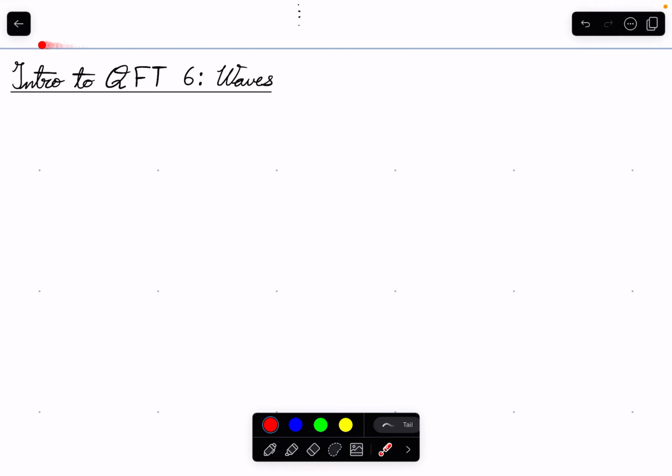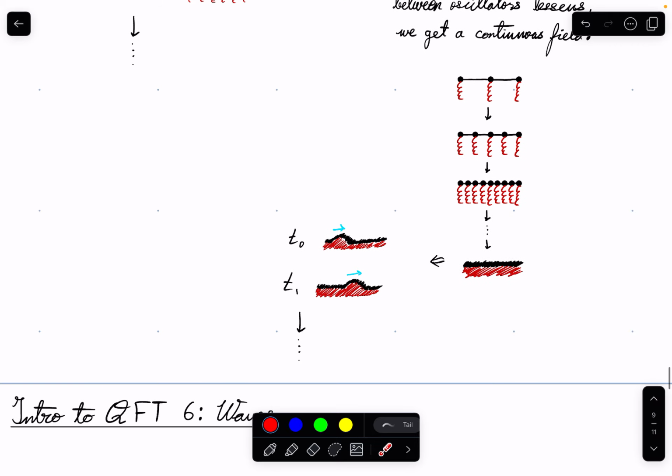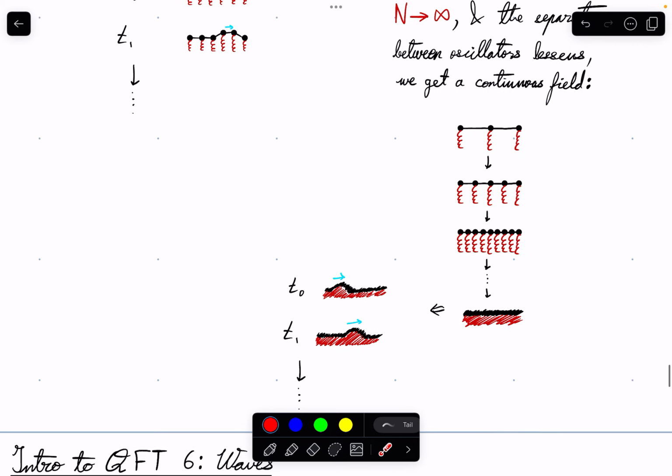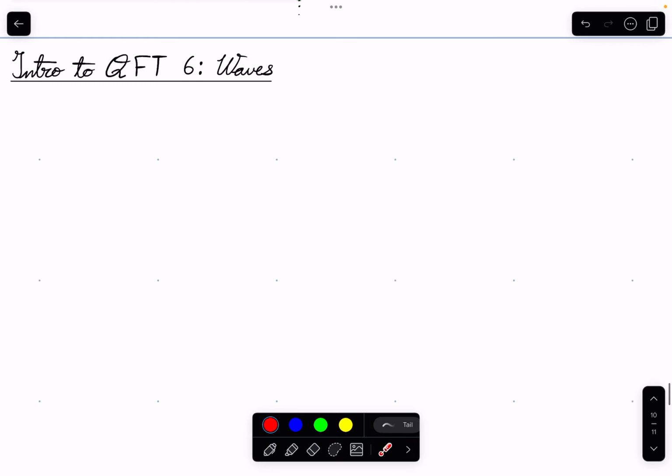Welcome to the sixth video in Introduction to Quantum Field Theory. We will be talking about the preliminary topic, namely waves, because those are very important in quantum field theory. When a field is given an excitation, for example these fields right here, the resulting behavior is wave-like. So it's useful to study these waves.